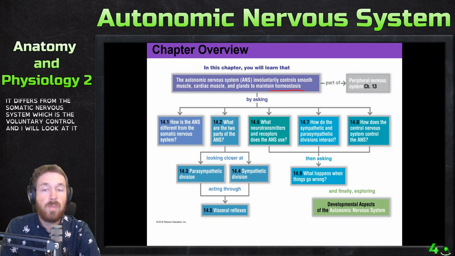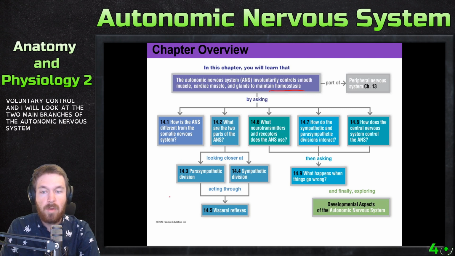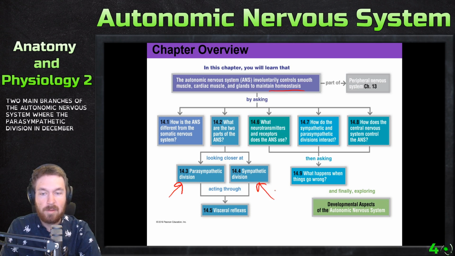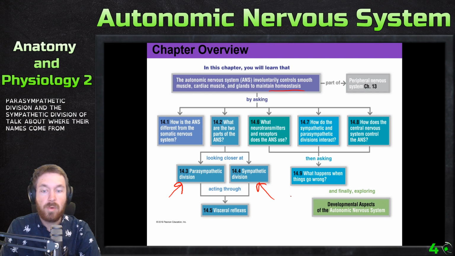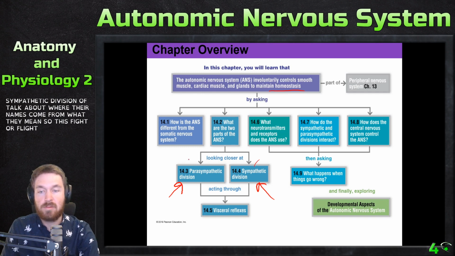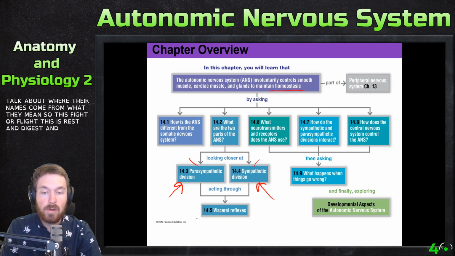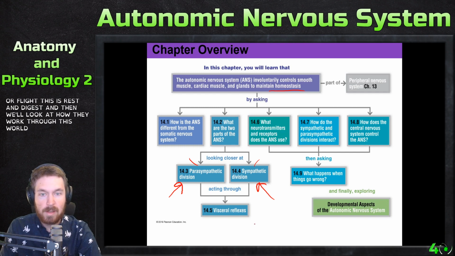And then we'll look at the two main branches of the autonomic nervous system. We have the parasympathetic division and the sympathetic division. We'll talk about where their names come from, what they mean. So this is fight or flight. This is rest and digest. And then we'll look at how they work through visceral reflexes.